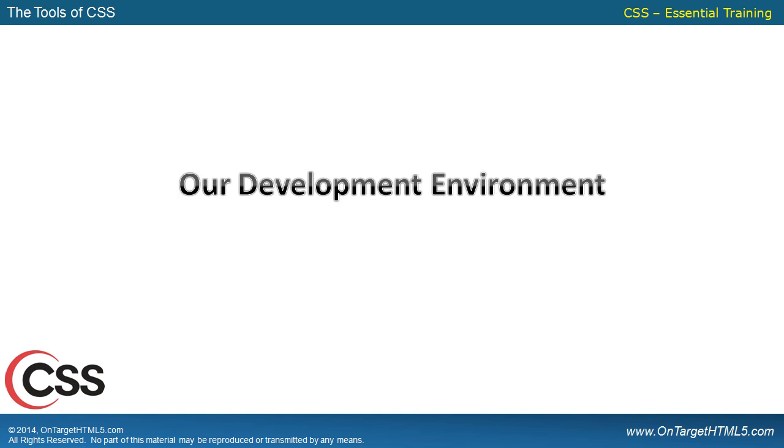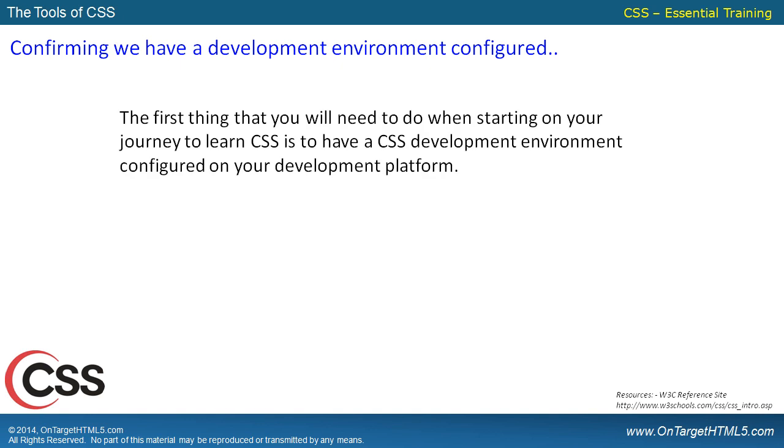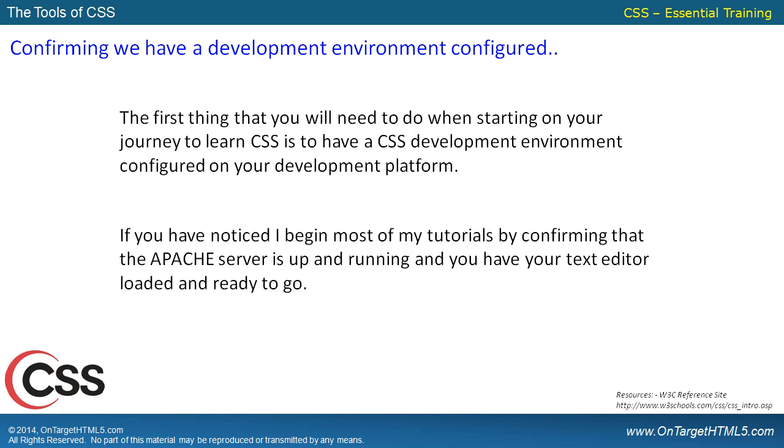So let's talk about our development environment, because as we're writing these CSS styles, obviously we've got to have a development environment that we can test what we're doing. Confirming we have a development environment configured and working correctly is something I do at the beginning of almost all my tutorials. The first thing you'll need to do when starting on your journey to learn CSS is to have a CSS development environment configured on your desktop computer. And you'll hear me refer to that as your development platform, because that's what it is. Your desktop computer becomes your development platform as you start writing HTML and CSS.